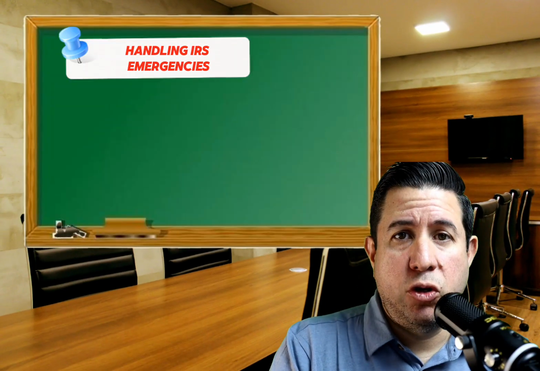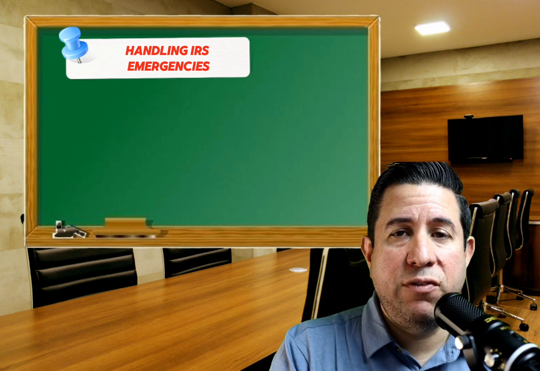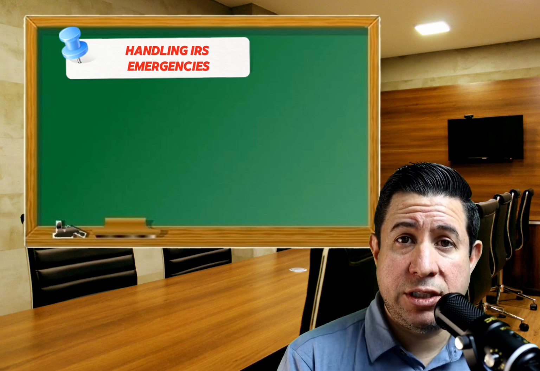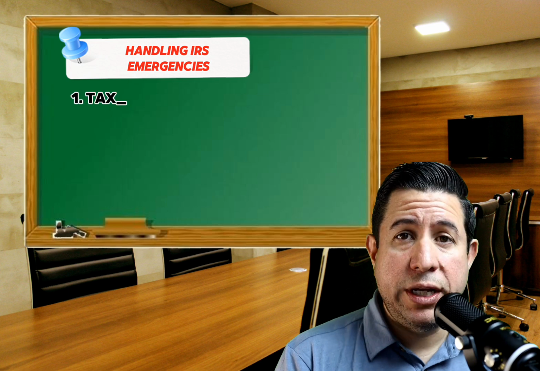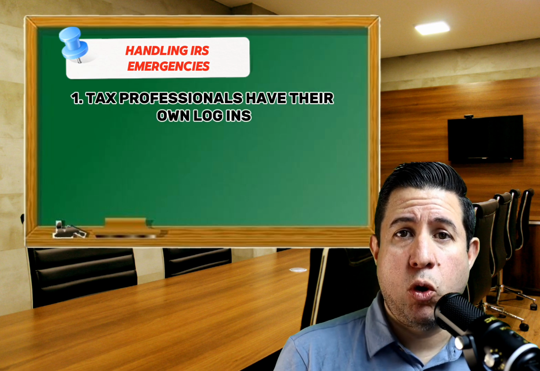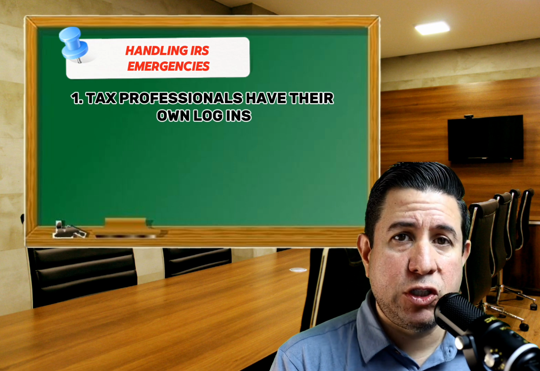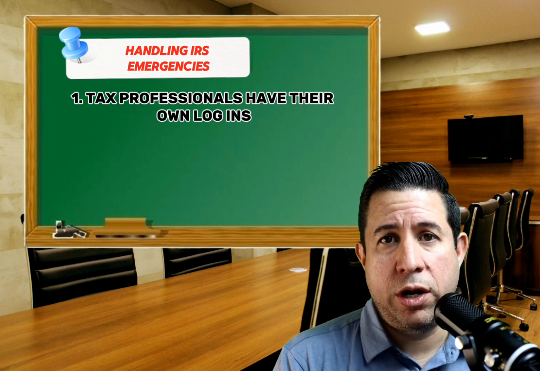But what happens if there's an emergency situation, like a bank levy on a new client? You need to discuss things with the IRS. There are two other methods by which the IRS processes the 2848. The first one is that we, as tax professionals, have our own login under the Tax Pro account, where, if the power of attorney is physically signed, we can go ahead and upload it.